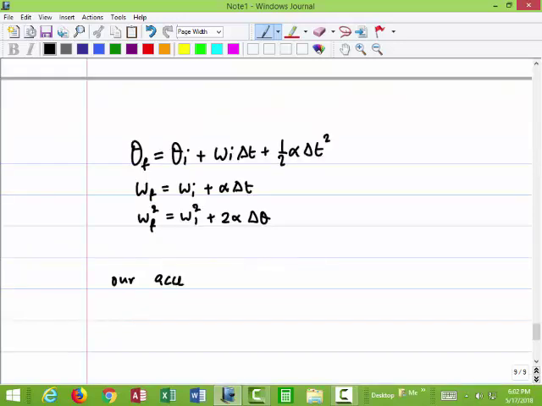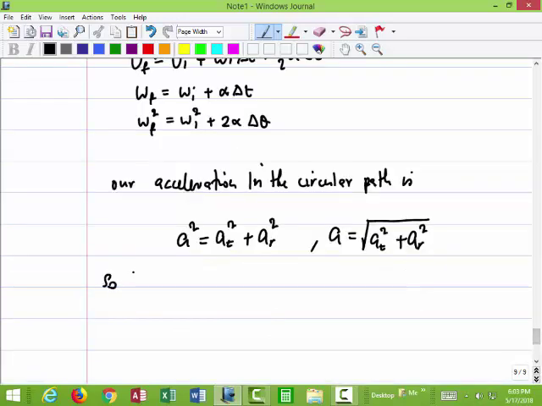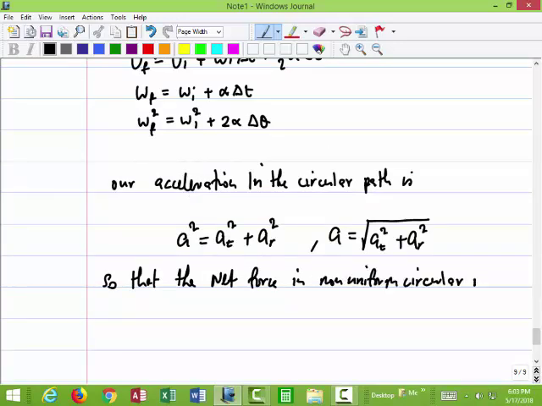Our acceleration in the circular path is given by a squared equals a tangential squared plus a radial squared. So a equals the square root of tangential acceleration squared plus radial acceleration squared, and the net force in non-uniform circular motion is F net equals ma, where a is as above.